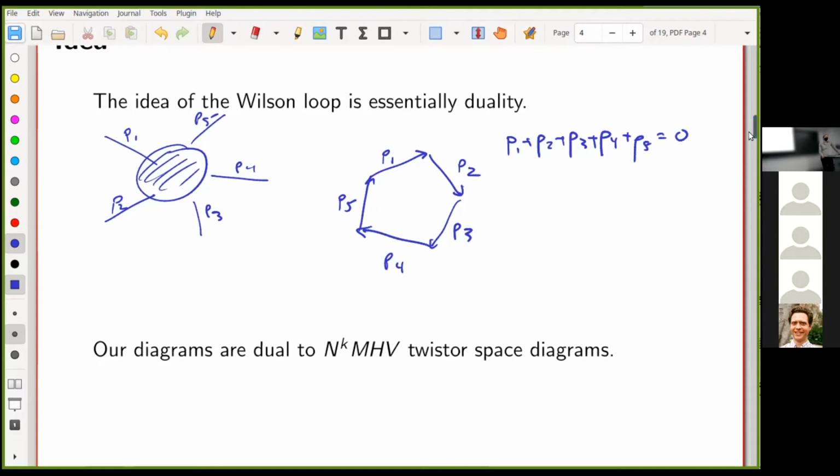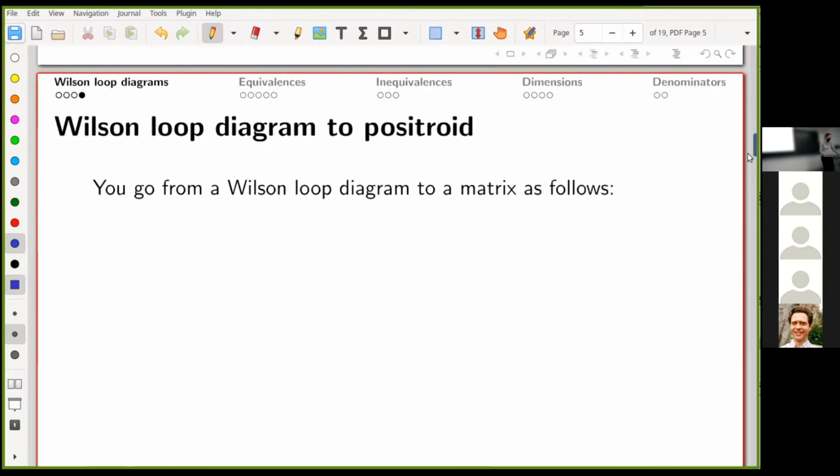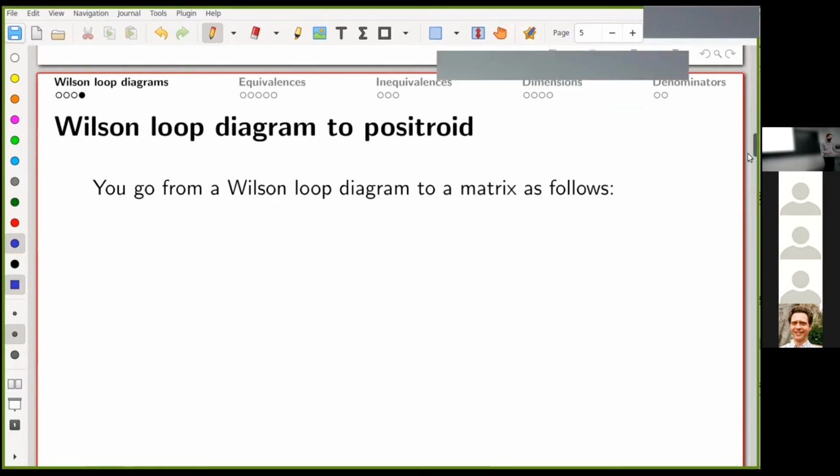And in fact, the bigger picture is also duality. When folks work on maximal helicity violating and next-to-maximal helicity violating diagrams in twistor space, when you take a dual, you get something that's basically our Wilson loop diagram. So that's what we're studying. Okay, so that's all nice. What do I want to do with them now that I have them as objects? I want to build a matrix out of them. And how do I do that?